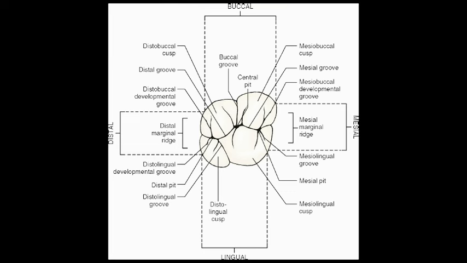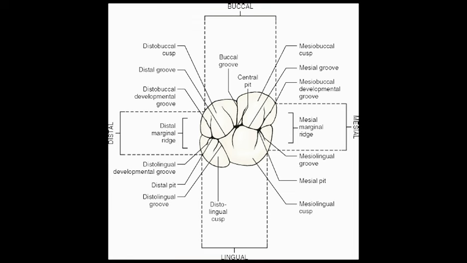The central fossa is present. It is bounded by the distal slope of the mesiobuccal cusp, the mesial slope of the distobuccal cusp, the crest of the oblique ridge, and the crest of the triangular ridges of the mesiobuccal, distobuccal, and mesiolingual cusps. Inside the central fossa, there is a central pit. The buccal developmental groove arises from the center of the pit and extends to the buccal surface, between the buccal cusps.